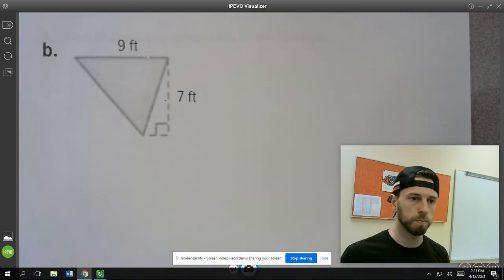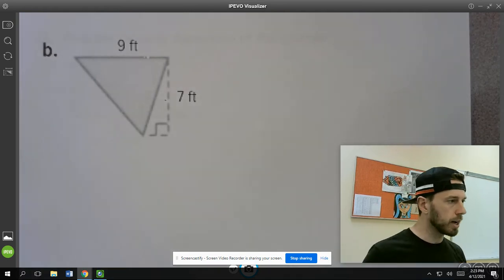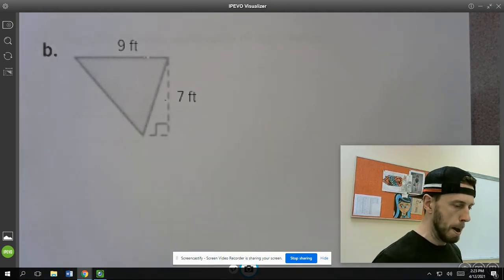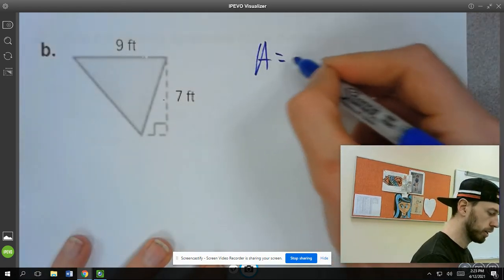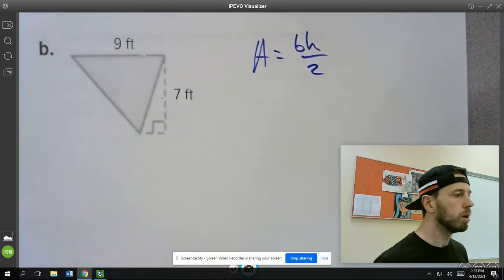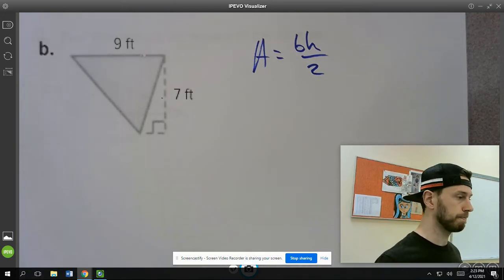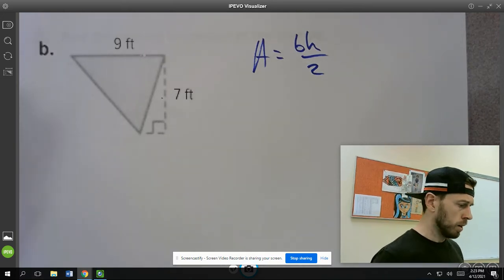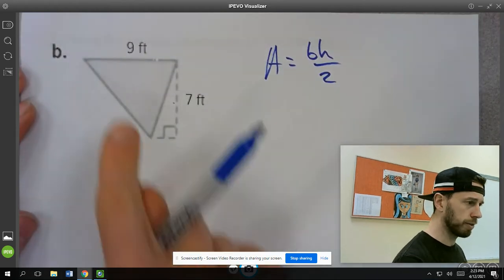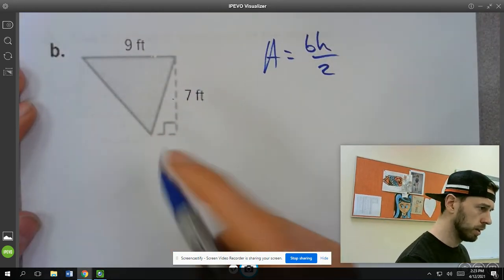Okay, here's another example. See if you can find the area of this triangle. And the formula for the area of a triangle is base times height divided by 2, because a triangle is half of a parallelogram. So we cut it in half. Okay, so we've got our triangle here. We want to find how many squares cover this.